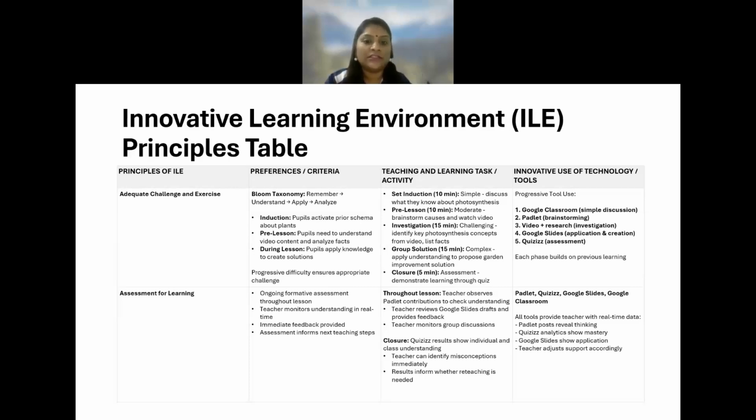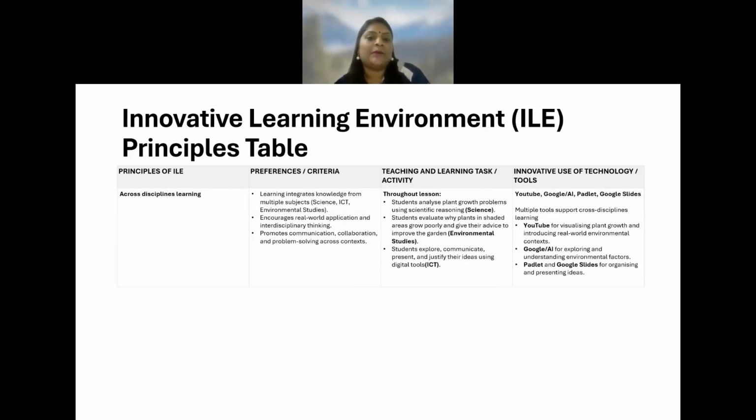Our digital tools are also sequenced strategically to match this cognitive climb. Google Classroom is for basic discussion, Padlet for brainstorming, YouTube and research for investigation, Google Slides for applying ideas creatively, and quizzes for learning synthesis and feedback. The tools are familiar, supportive, and progressively engaging to maintain motivation. Okay, next.